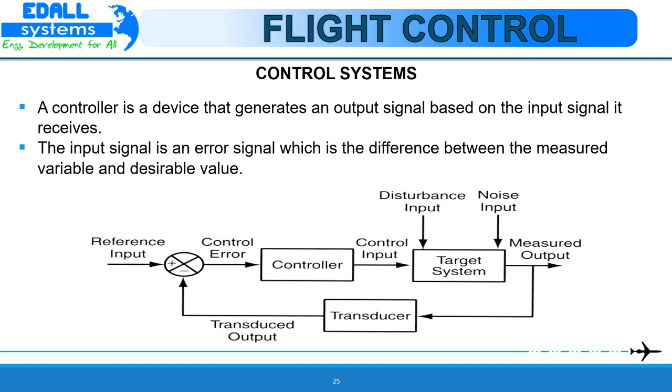So here we have the input signal, which is an error signal, the difference between the measured variable and the desired value. The diagram here is a closed loop system which is represented with various signals, that is reference input, control error, control input, controller, disturbance input, noise input, target system and measured output. And we have a feedback loop which says transducer and transduced output.